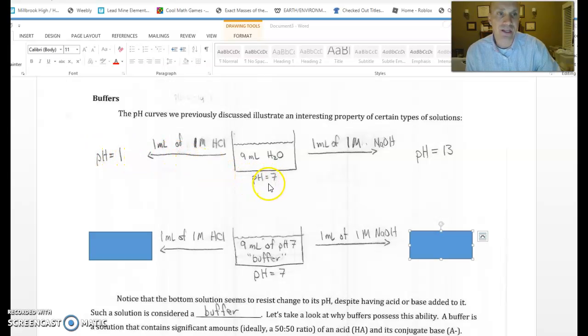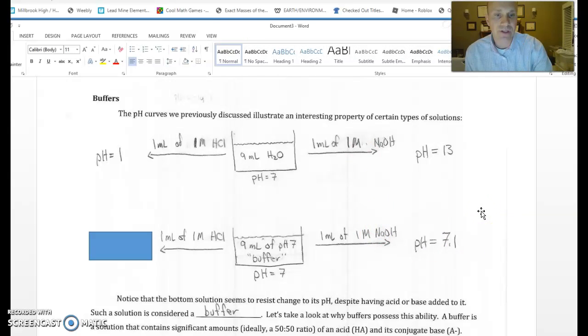And what I want to contrast that to is what would happen if you did the exact same thing to what is considered a buffer solution. So I'm not going to mention right now what is actually in the solution. We're just going to call it 9 milliliters of a buffer solution, which is at pH 7. Notice we're going to do the exact same thing. We've got the same volumes of the original solution, and we're going to add the same amount of the 1 molar sodium hydroxide.